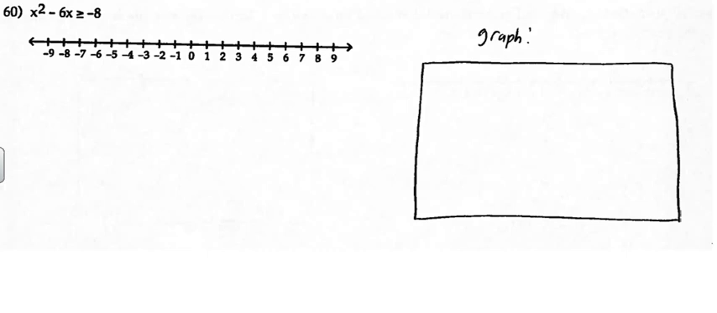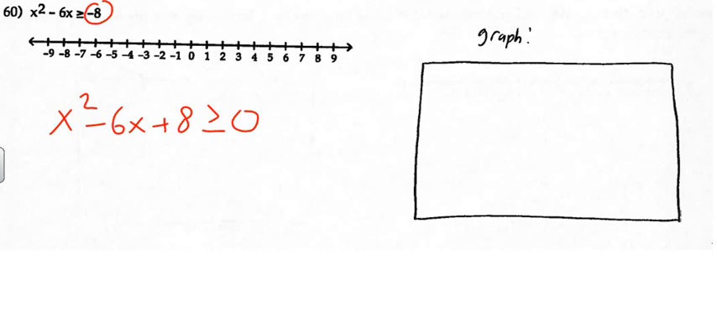I don't care for this notation. I would much rather have the number 0 in that spot, so I'm going to add 8 to both sides and change it a little bit. So then I get x squared minus 6x plus 8 is greater than or equal to 0.